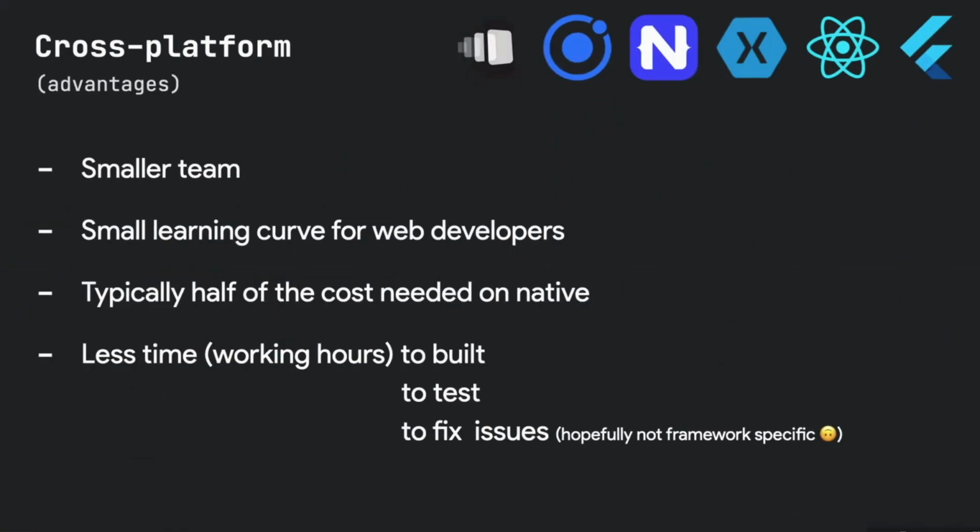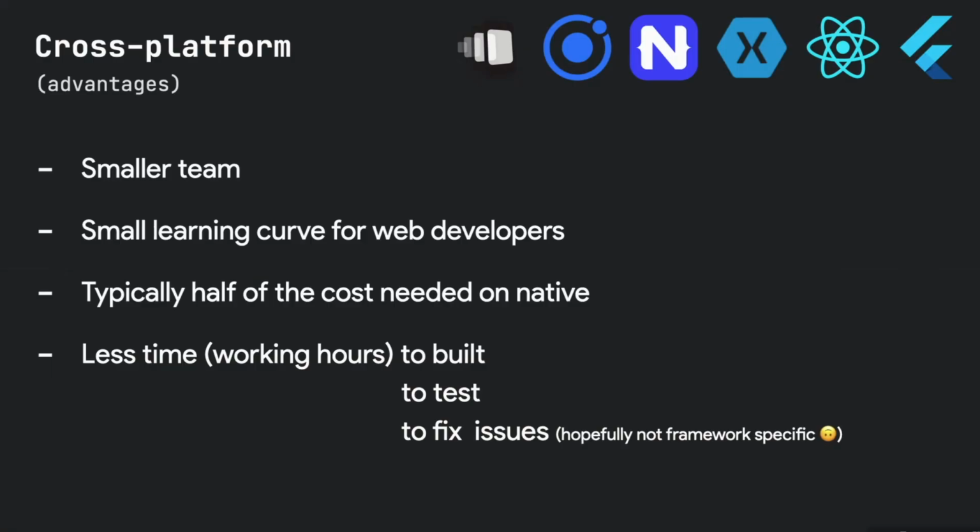Of course, cross-platform frameworks have a lot of good advantages. Usually they require a smaller team. You don't need a team for iOS and another team for Android. Typically, you can have people that were web developers, since the language is usually quite similar. And since you have a smaller team, it's going to be half of the cost. And this can be translated into fewer working hours to build and to test, because you're going to test the same application developed just for two different platforms, and hopefully to fix issues.